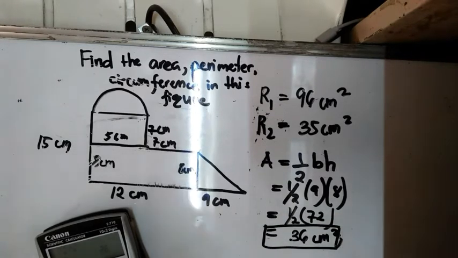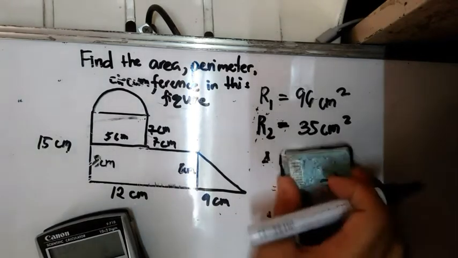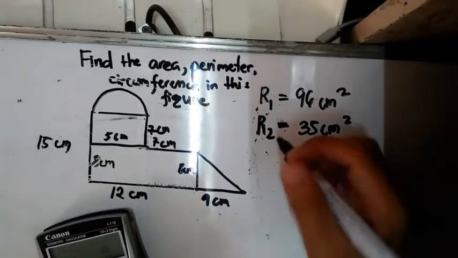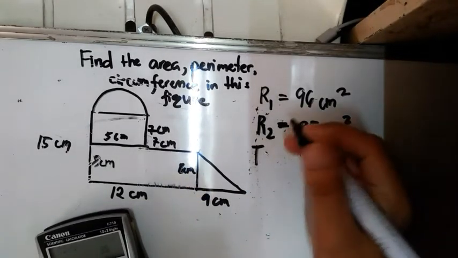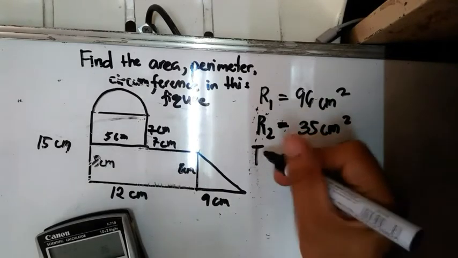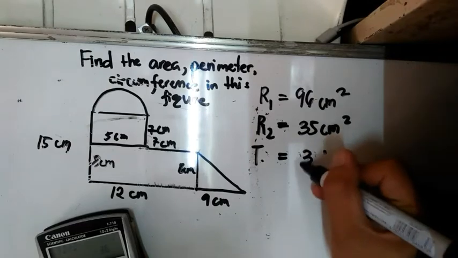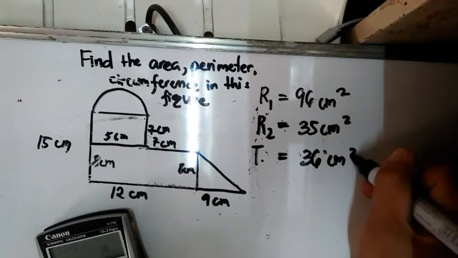Okay. So the area of the triangle is 36 centimeters square.